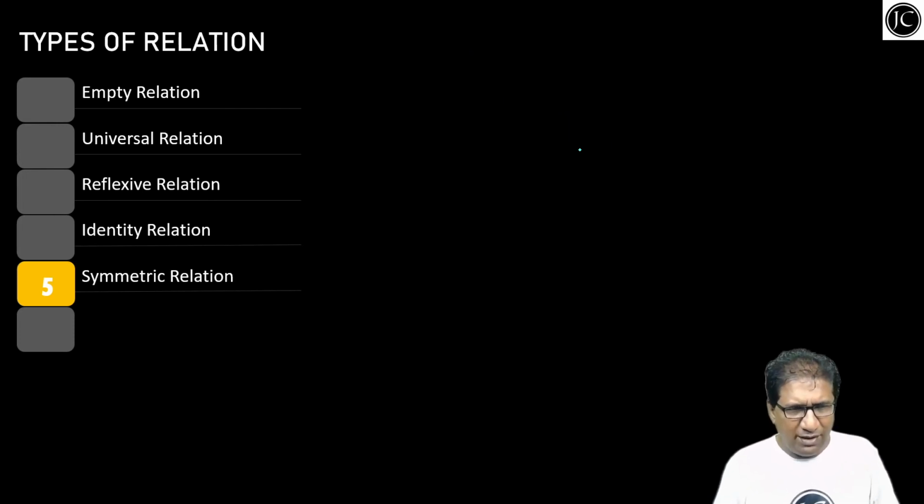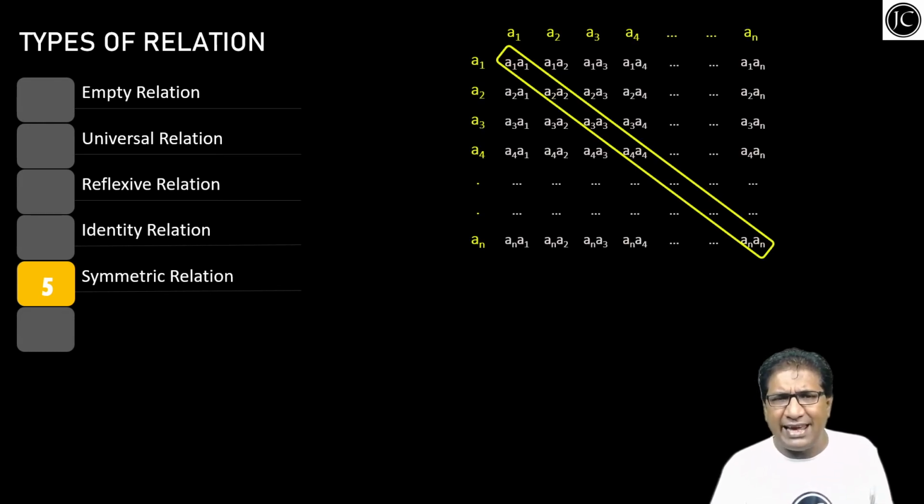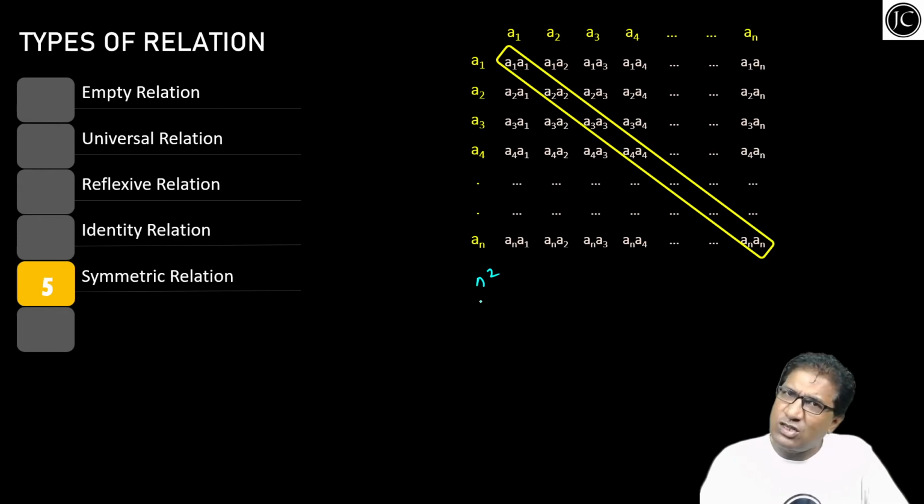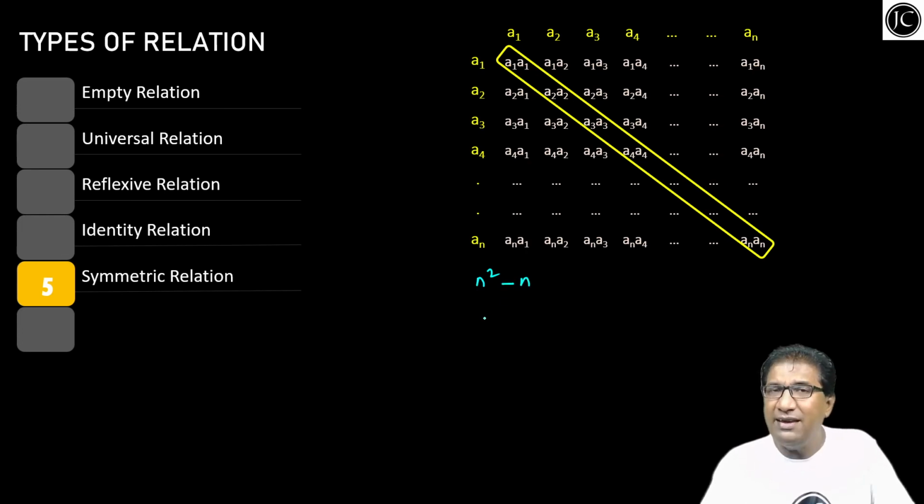Okay. Now let me say how many symmetric relations are possible. So let me just recall that array again. Here the total number of elements is n square in A cross B. यहां पर होगा A cross A because the relation is defined on the set itself. So the total number of elements is n square. अच्छा, total number of diagonal elements कितना है? n. मतलब total number of non-diagonal elements क्या है? n square minus n. Is it clear? n square minus n is the total number of non-diagonal elements.